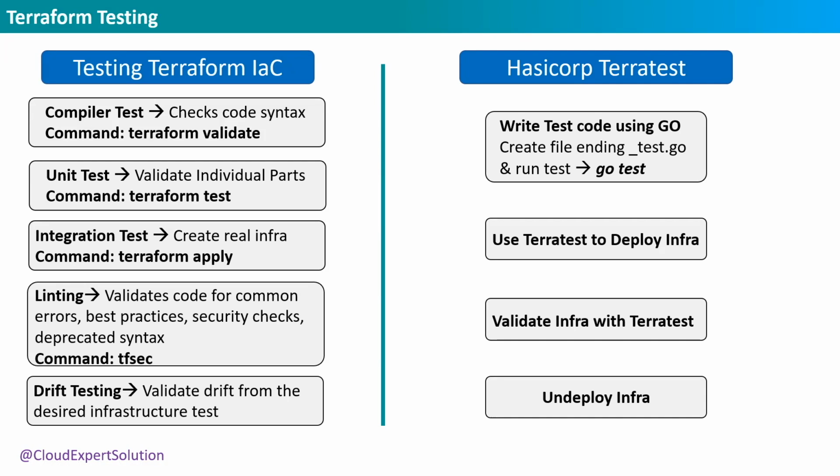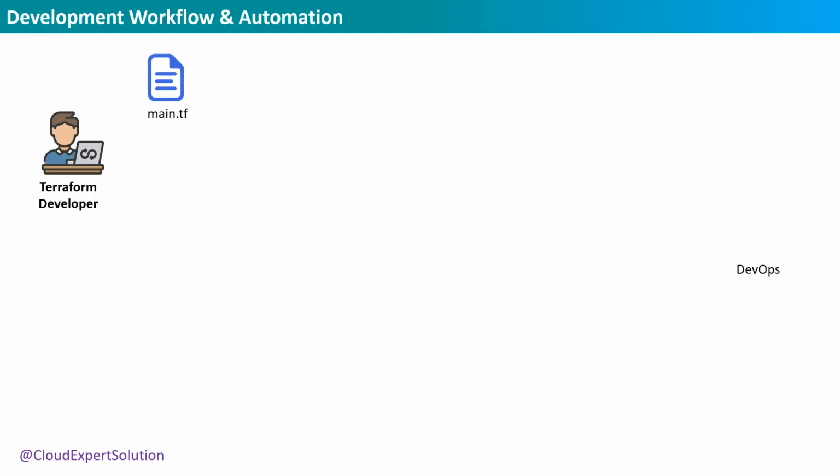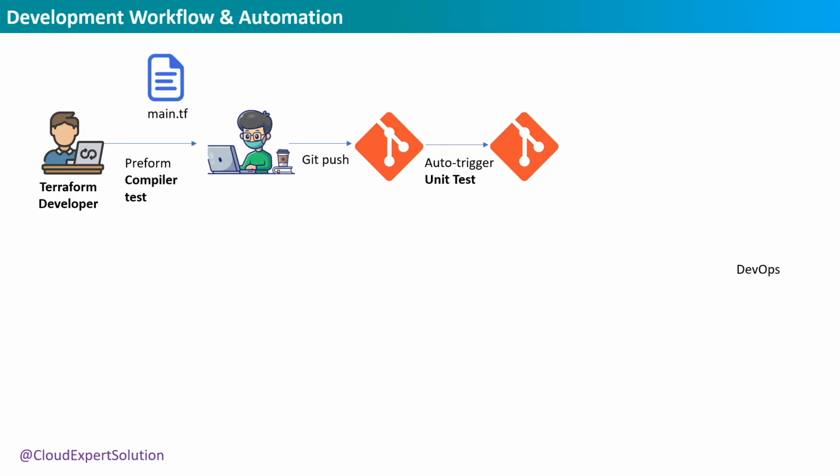Now let's see how you can integrate Terra test, or how you can automate all those stages without doing any manual work. The first part of the process, let's say you have Terraform developer who are creating or modifying the Terraform manifest file or the main.tf file. Once the developer completed, first they will perform compiler test the way we did Terraform validate, Terraform test, and then once everything is working fine, then he or she will push that code to Git repo, and then the Git repo will auto trigger a unit test. Again, you can create those unit test scripts using Terra test.